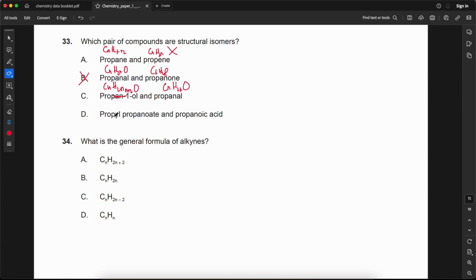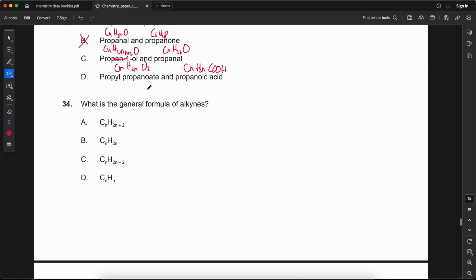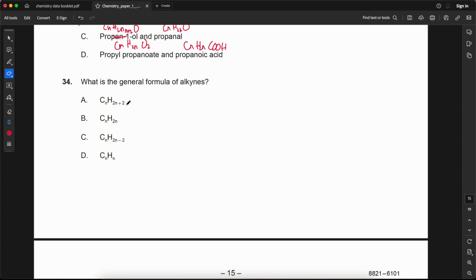So no. For propyl propanoate, it will be CnH2nO2, and for carboxylic acid it is CnH2nO2. Okay, what is the general formula of alkynes? This one is alkane, this one alkene. The answer is C. There is no formula for any hydrocarbon.